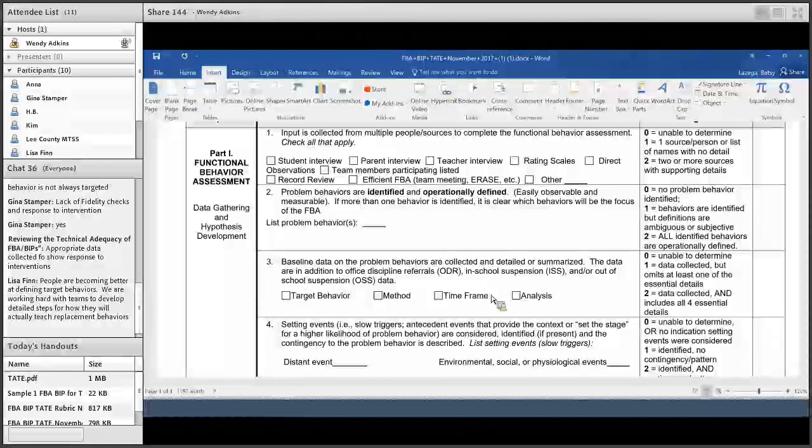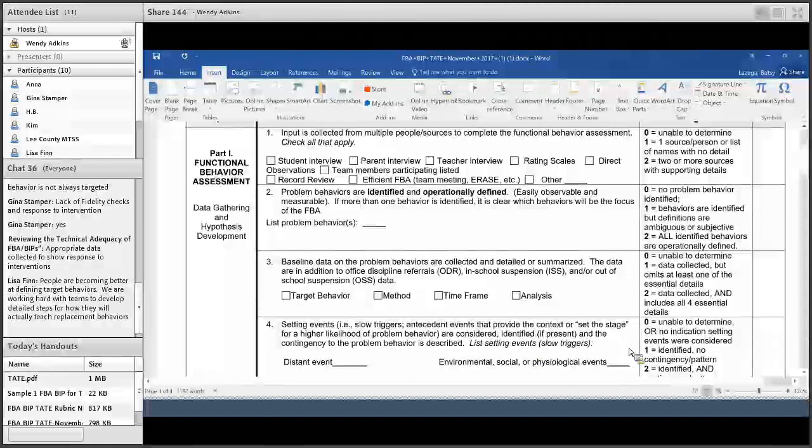So what we're going to say in that rubric is the baseline data have to describe over what dates, and those dates should be within 30 days of this FBA, and collected before this FBA was completed, so that we know that it is pretty much within this context. Number 4, we're looking for setting events now.